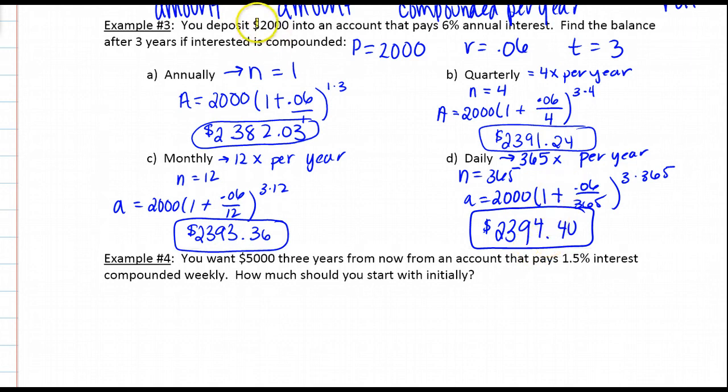So let's think about this. You started with $2,000. You just put it in the bank account and you let it sit there for 3 years. You made $394 if you get it compounded daily. But again, most interest rates are like less than 1%. But if you could find one that's 6%, that'd be really cool.